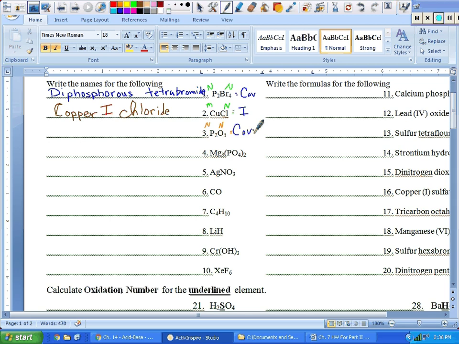Now, the first name is just like number 1. It's going to be diphosphorus. But the second name is going to be a little bit different. Again, I ask the same question. When does the second name have a prefix? Always. And what is it for 5? Penta. But remember, this time, because it's oxygen, we got that funky vowel thing going on. So what letter do you drop? The A. So it's not pentaoxide, it's what? Pentoxide. So diphosphorus pentoxide.